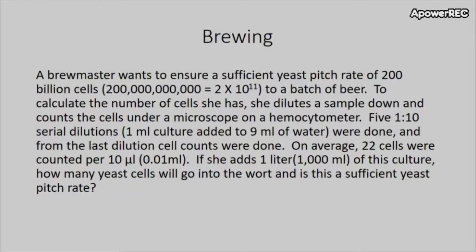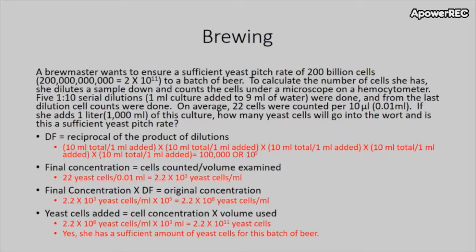This is just building upon what we've done in the past. We're going to find the dilution factors. We're going to find the final concentration in cells counted per volume examined. Then multiply the two together to get the volume used. Let's look at our dilution factors first.